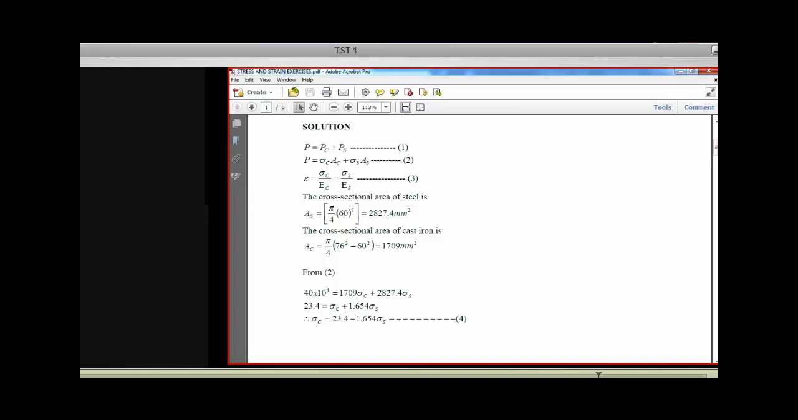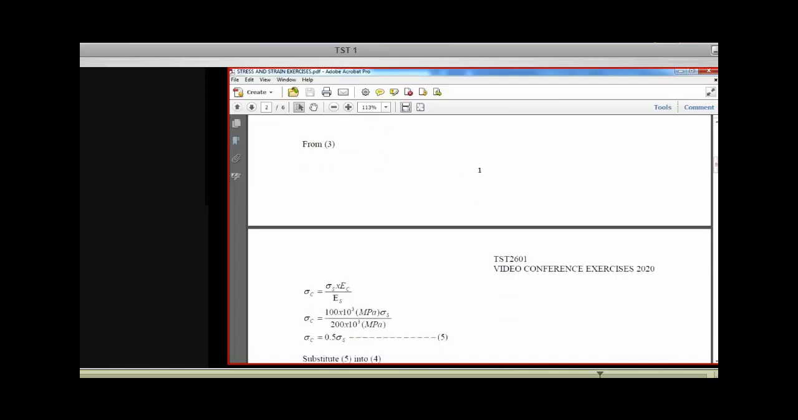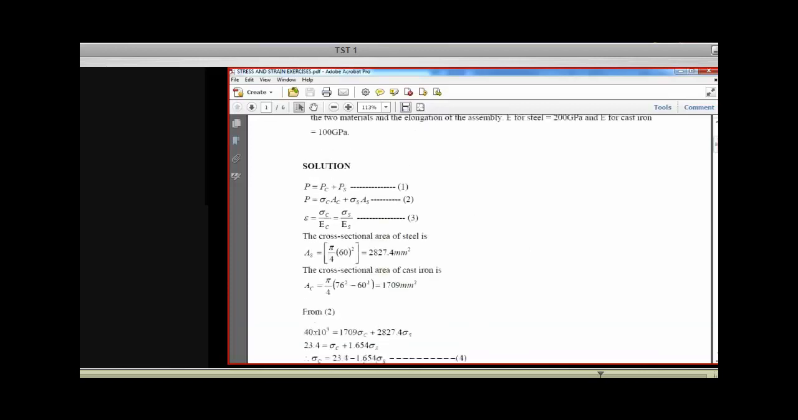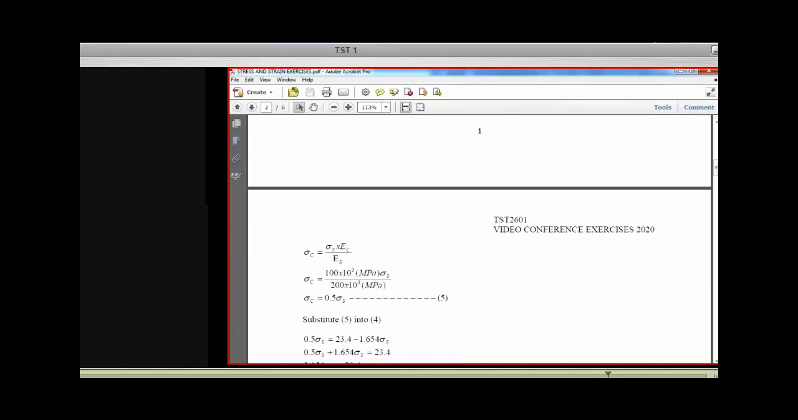Okay? Then what other thing can we apply? Another thing we can apply is that the strain is the same for both materials, and the Young modulus for each of the materials has been given. So we can apply equation 3 to form another equation. So now we come to equation 3 and we put the value of the Young modulus for the cast iron and that for the steel, and that gives us what we have here. So when you do that, you get another equation whereby the stresses are the unknowns.